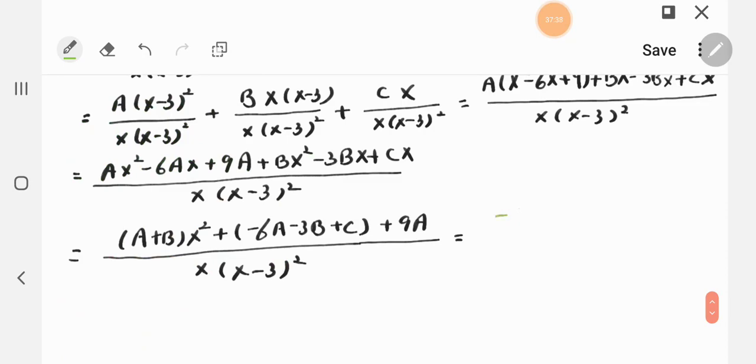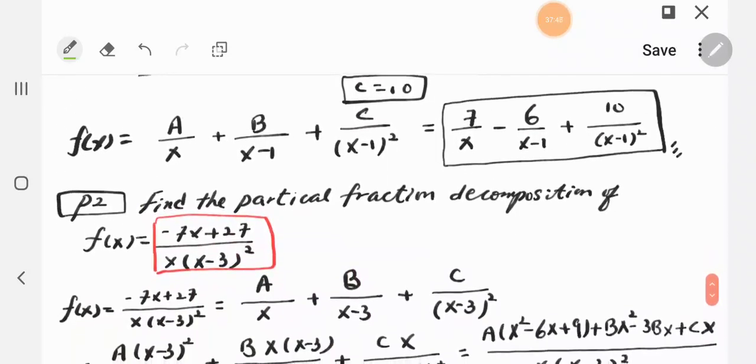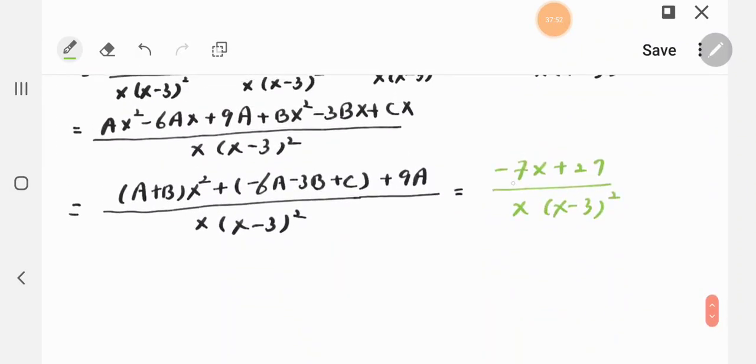This should be equal to negative 7x plus 27 over x times x minus 3 squared. Is the numerator correct? Okay, negative 7x plus 27. There's no x squared, which means 0 times x squared. So the coefficient of x squared should be 0, and the coefficient of x is negative 7. So this part should be negative 7, and the constant should be 27.